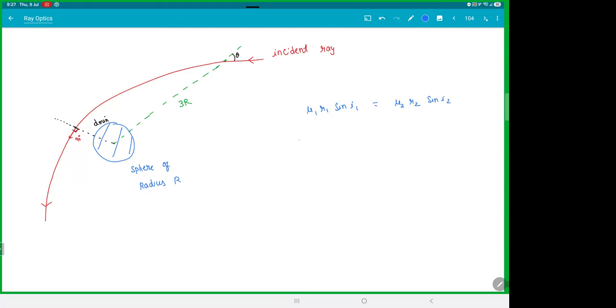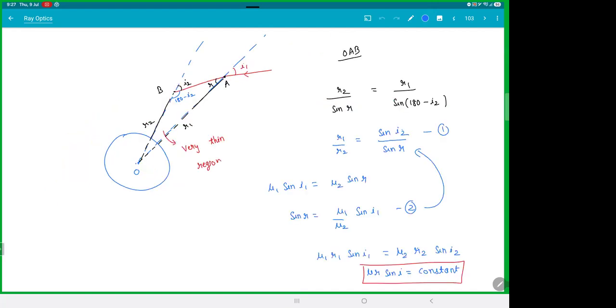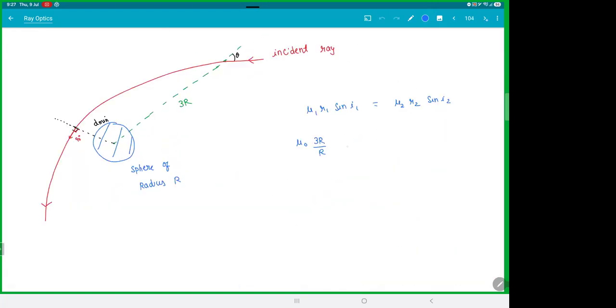Initially mu would be, that is 3R. So mu naught into 3R by R, because mu is given as mu naught small r by capital R. And what is the distance there? The distance is also 3R, and the angle is sine theta. Mu2 will be mu naught, that is D minimum by R, and this is also D, and this is sine 90. Mu naught will go off. Then you end up with 9R square sine theta is equal to D square. So D is equal to 3R root sine theta.